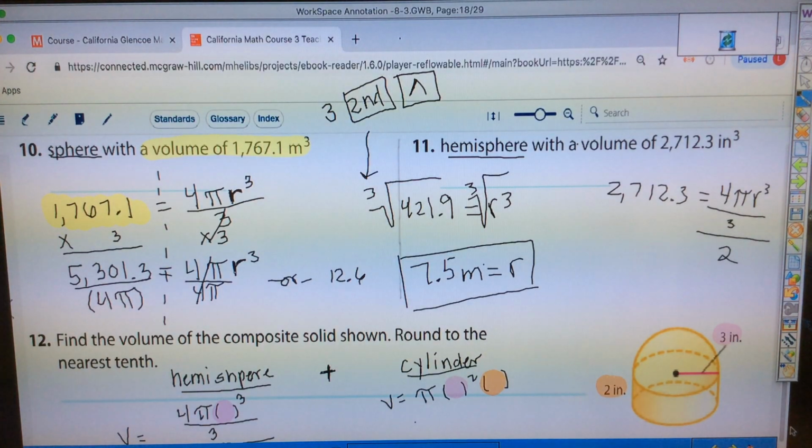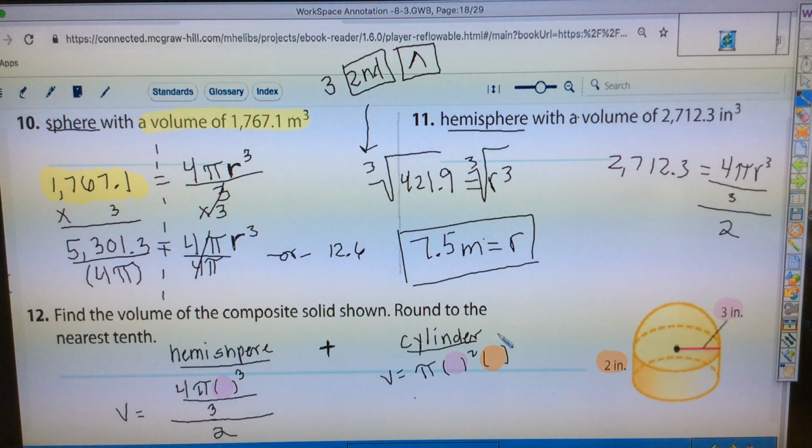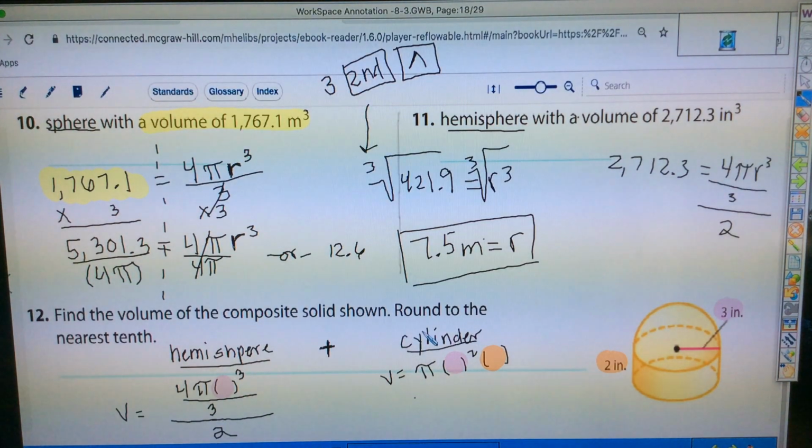All right, just a little bit of help to set up 12. This is a compound solid, so you have a cylinder here. Volume is equal to pi times radius squared times height. And the hemisphere is pi r cubed divided by 3 divided by 2. You're going to add those two up. Okay, I think that's pretty much it.